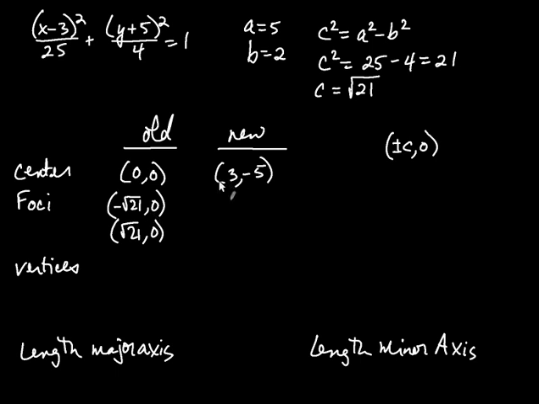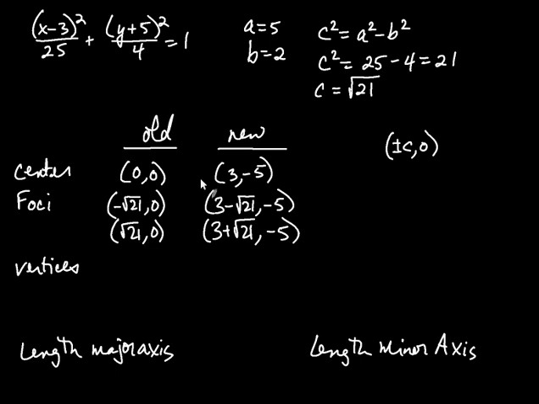Now with the shifts, you increase the x-coordinate by 3, and then you drop the y-coordinate by 5. So we're looking at 3 take away root 21, which is one of my personal favorite numbers. Then drop the y-coordinate by 5, and then the next one's going to be 3 plus the square root of 21, comma, -5.